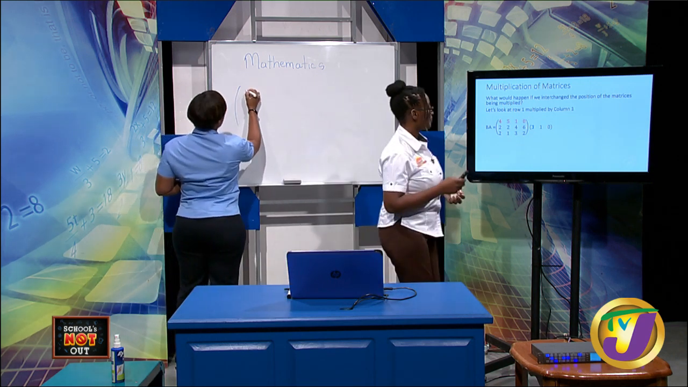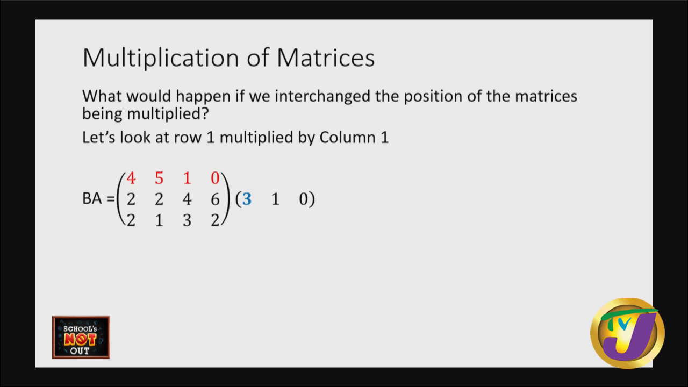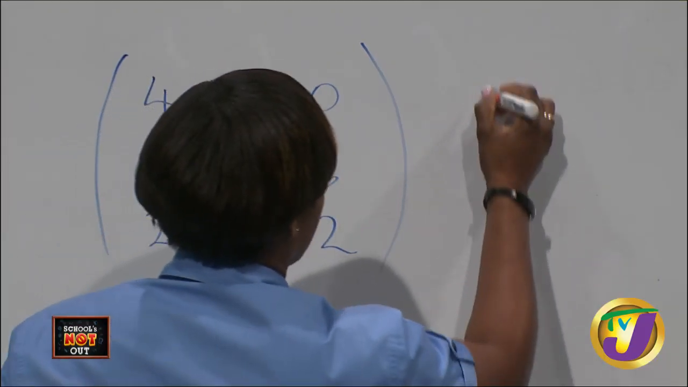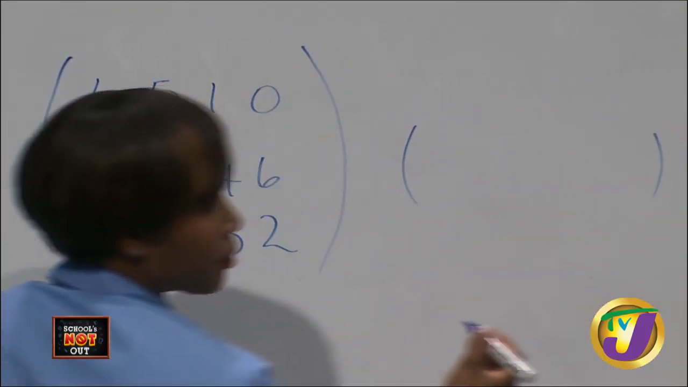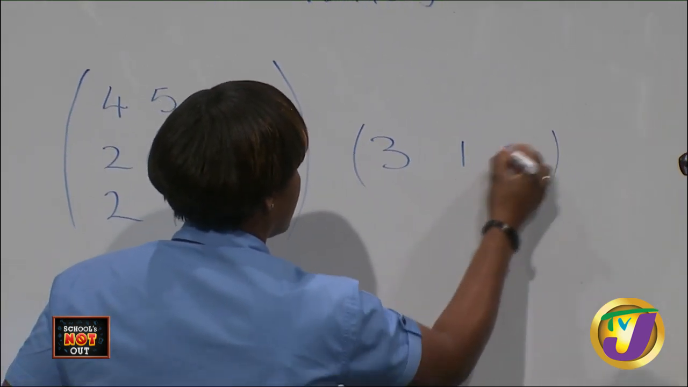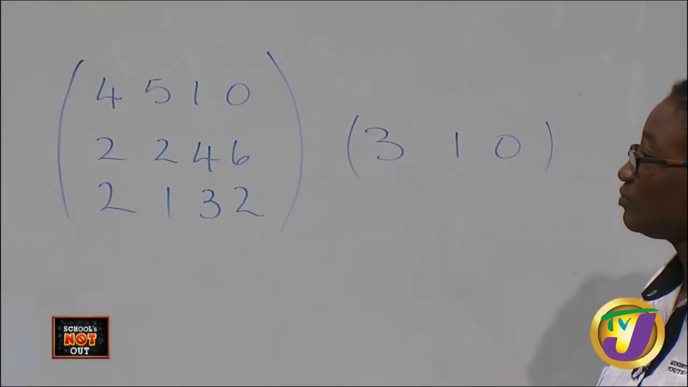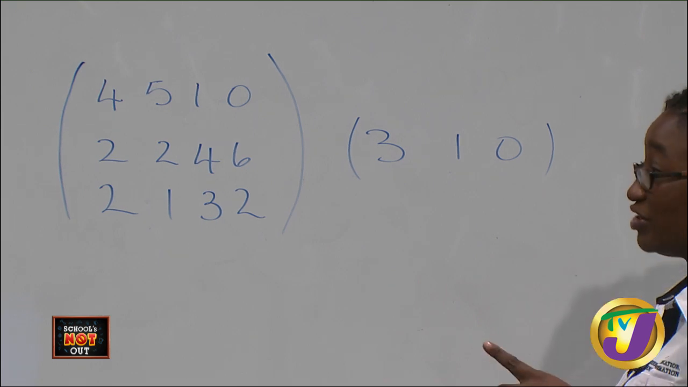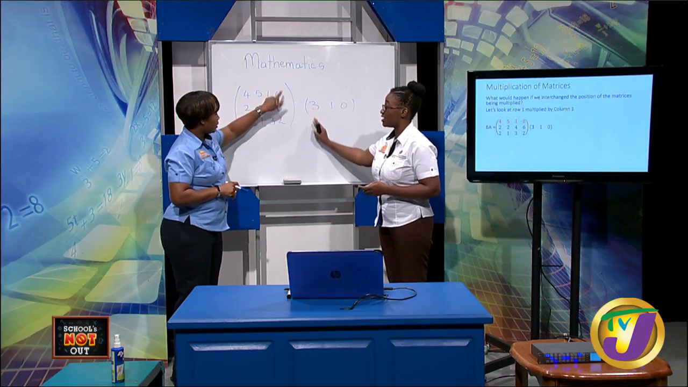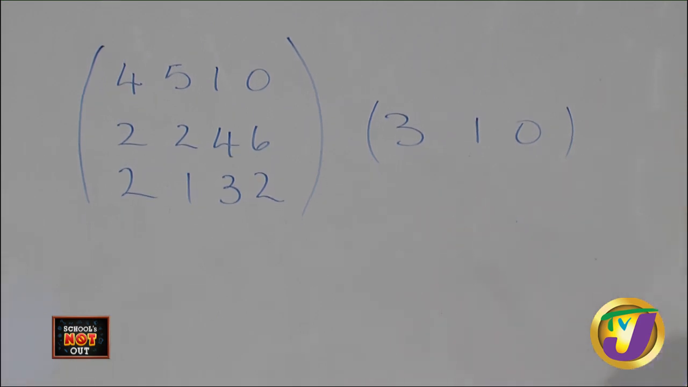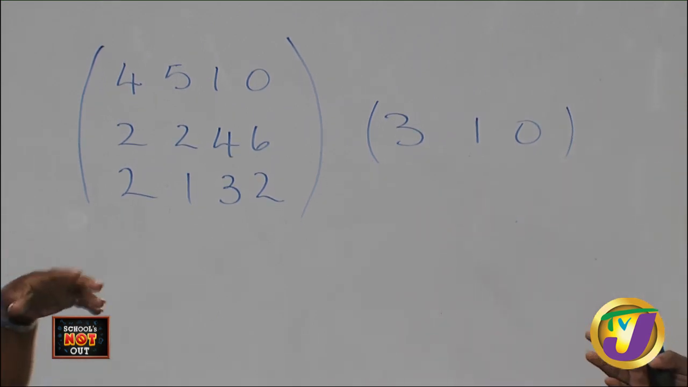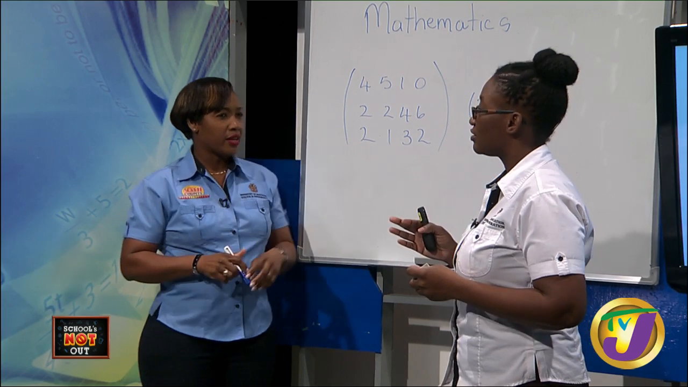So we have 4, 5, 1, 0. 5, 1, 0. 2, 2, 4, 6. 2, 1, 3, 2. All right, so this is our B. 3, 1, 0. You had said that we're multiplying the rows in the first matrix, and we're using them to multiply the columns in the second matrix. You're also paying attention to the terms. So let's see what happens.